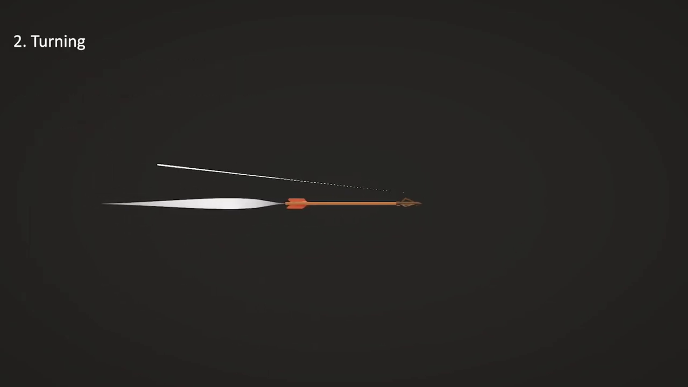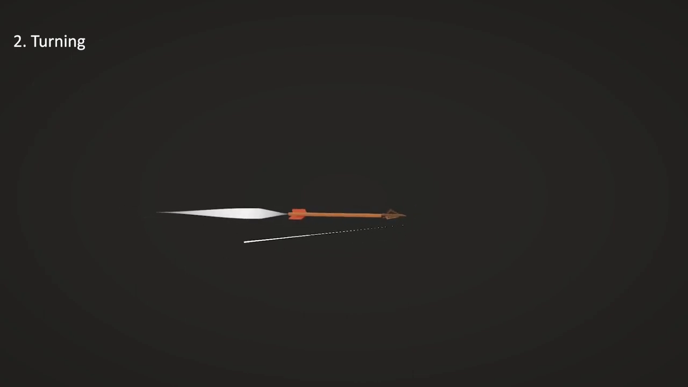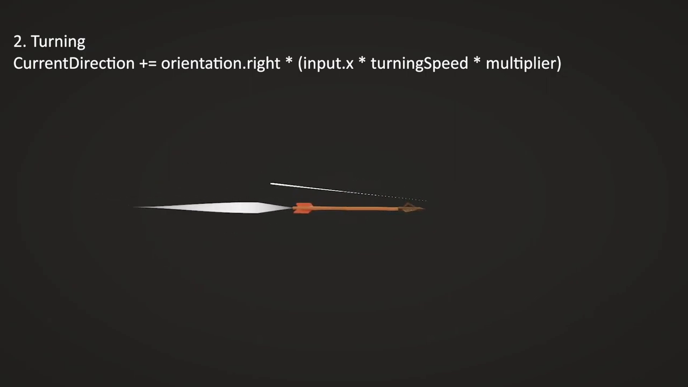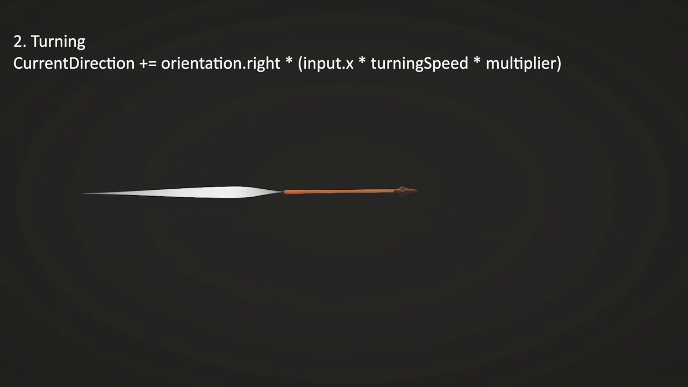After that, the script needs to turn the current direction based on user input. The way I achieve this is by adding the right direction of the orientation to the current direction, while multiplying it by the user input, turning speed, and the multiplier that makes turning at high speeds more sensitive.